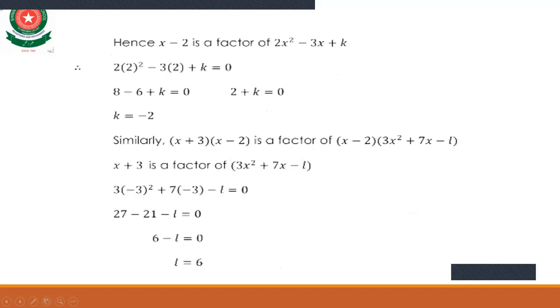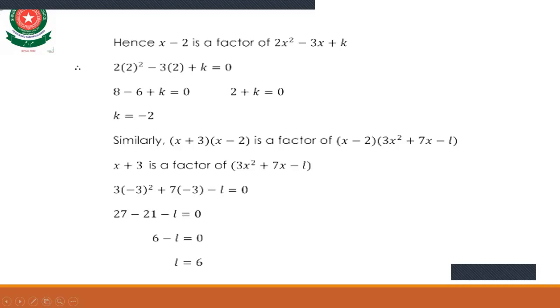As x minus 2 is a factor of p of x, we may put the value of x here. X minus 2 equal to 0, then the value of x is equal to 2. Putting the value of x in the equation: 2 into 2 square minus 3 into 2 plus k equal to 0. 2 square is 4, 4 twos are 8, minus 6 plus k equal to 0. 8 minus 6 is 2, plus k equal to 0. The value of k is equal to minus 2.